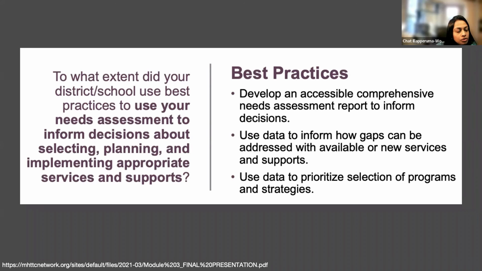So for schools who have completed that phase of a needs assessment and now have that data, develop an accessible comprehensive needs assessment report to inform the decision. So it's just like, if you're doing an intervention, you collect your data. Now you need to organize your data to best identify how the students are progressing. So similarly, once you have your data for your needs assessment, create an assessment report, categorize the data however you feel it makes the most sense to your school and your teams.